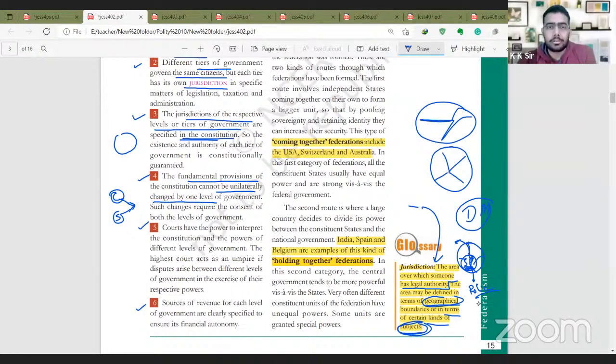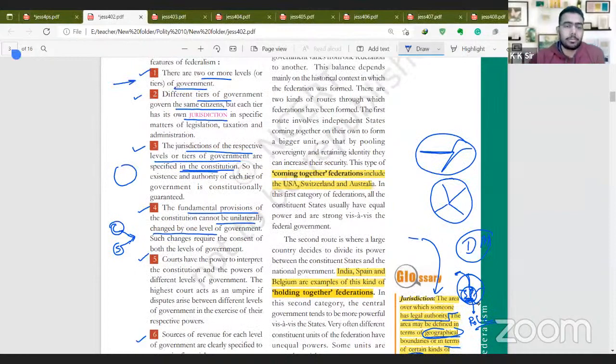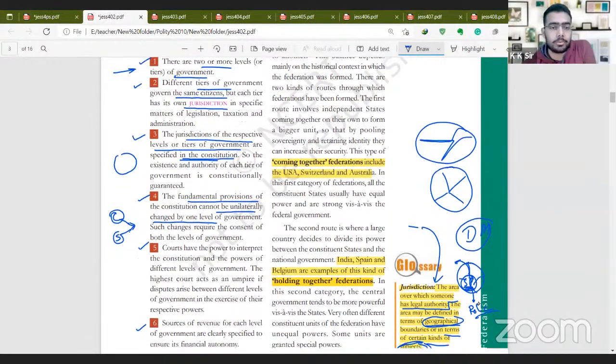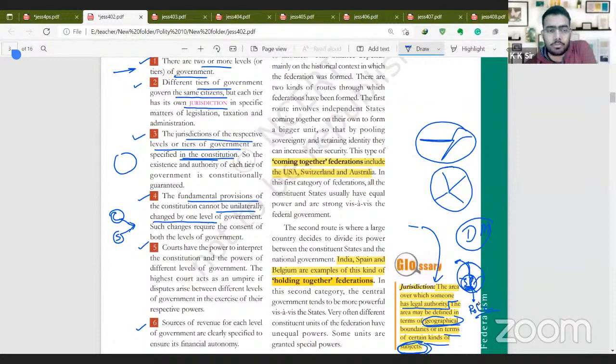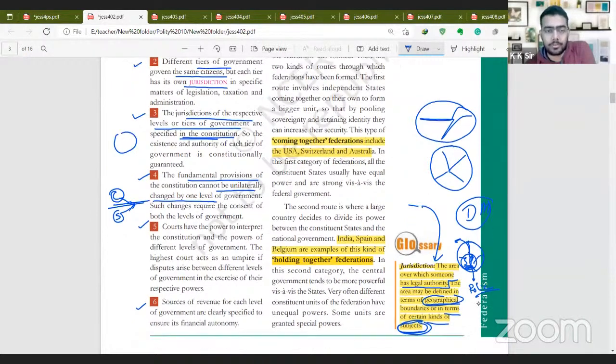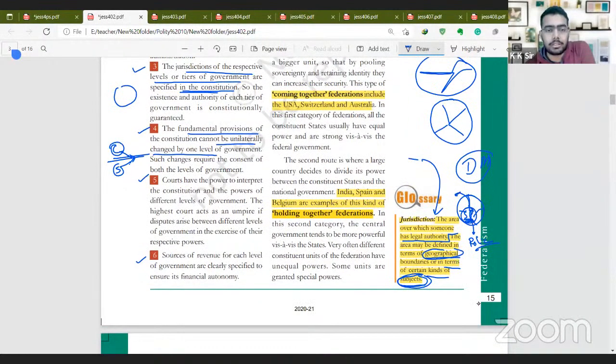Yeah, what I was telling, the fundamental provisions of the Constitution cannot be unilaterally changed by one level of government. So if you want to make any change in the distribution of power, that has to be done by the cooperation of both center and state. The fifth क्या बोल रहा है?